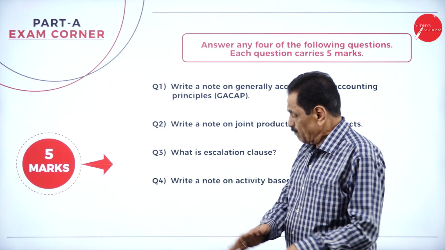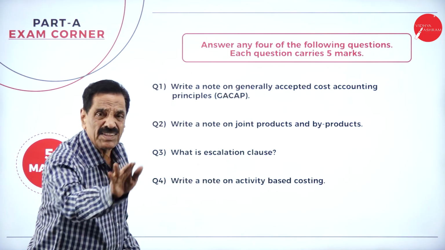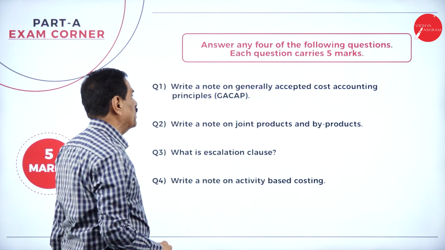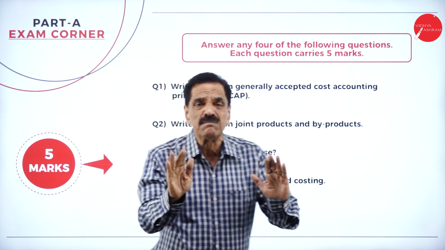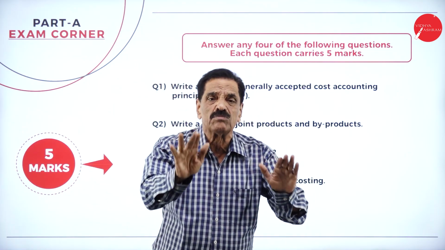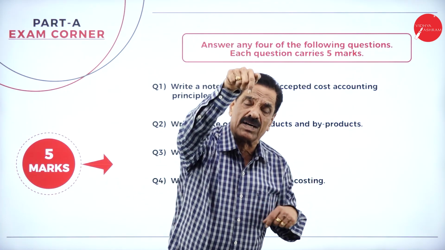Then, we'll move on. Answer the following question, 5 marks question. So, I will give the hint of this question. Write a note on generally cost accounting principle. There are certain principles we are having. According to that principle, you have to make the cost. What is the cost? The total expenditure of a product is cost.